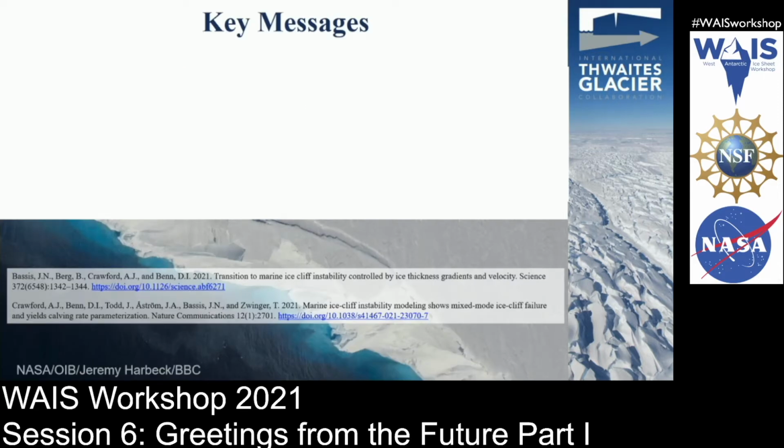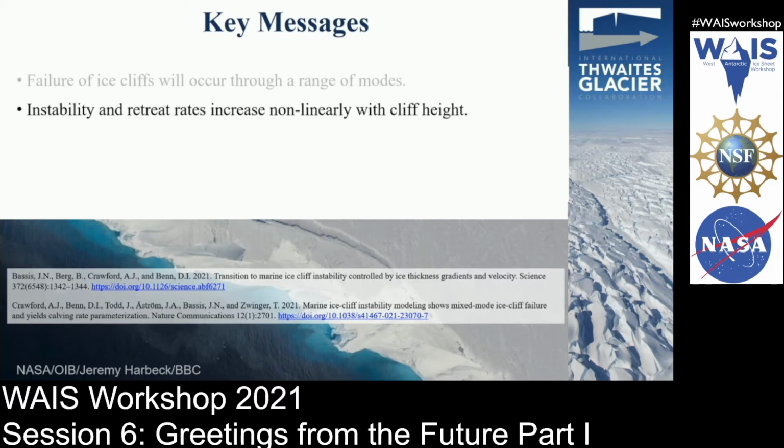So on to the key messages to take home with you. Our idealized simulations illustrate a range of modes of structural cliff failure. We see that dynamic thinning is going to influence ice cliff failure retreat, and especially at cliff heights close to the stability threshold. Once retreating and exposing taller ice cliffs, instability increases rapidly and retreat rates can increase non-linearly.